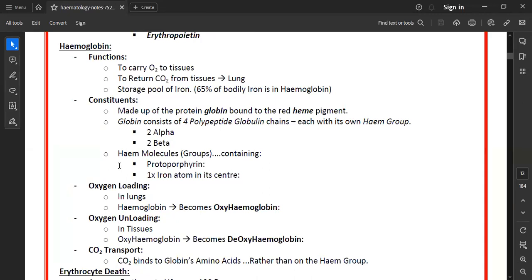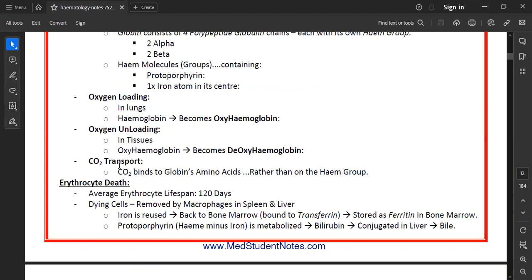So hemoglobin is what carries oxygen. As it passes through the lungs, it becomes oxyhemoglobin, then it releases the oxygen at the sites where it's needed to become deoxyhemoglobin. Then carbon dioxide binds to the globin amino acid, it doesn't bind to the heme group.